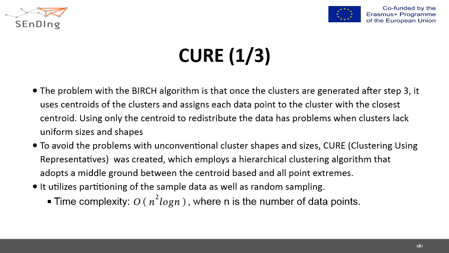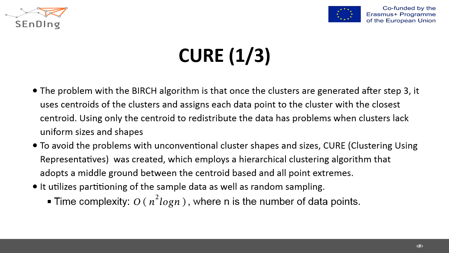The problem with the BIRCH algorithm is that once the clusters are generated after Step 3, it uses centroids of the clusters and assigns each data point to the cluster with the closest centroid. Using only a centroid to redistribute the data has problems when clusters lack uniform sizes and shapes.